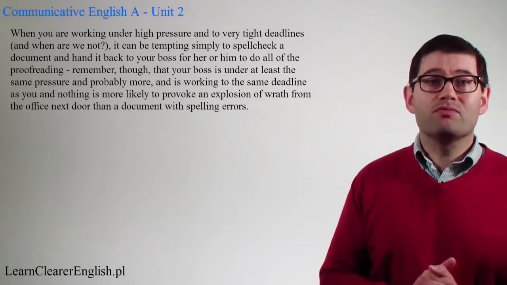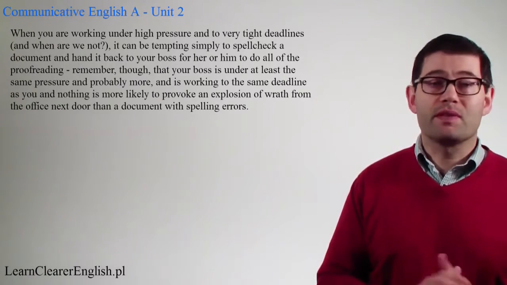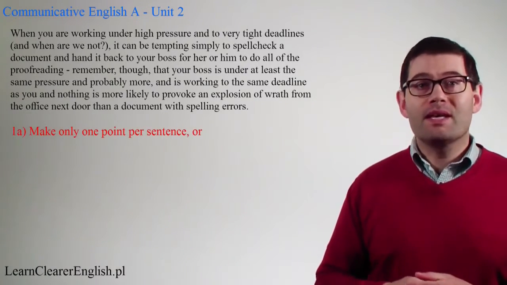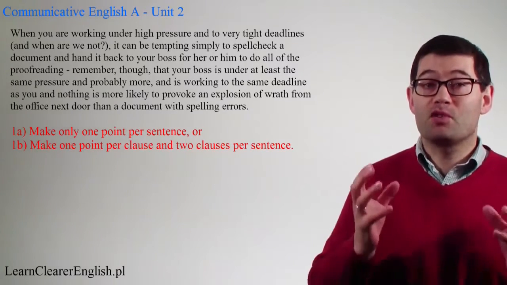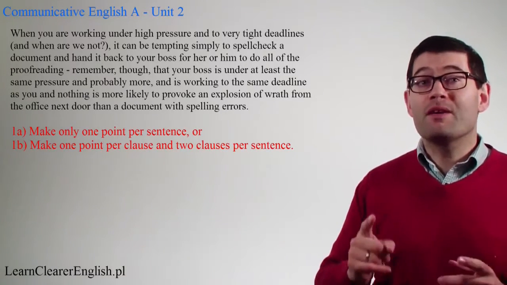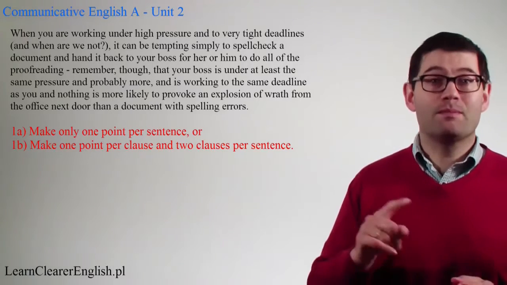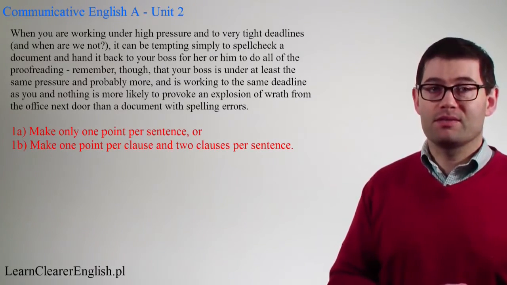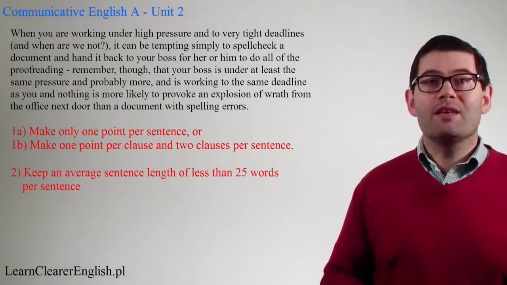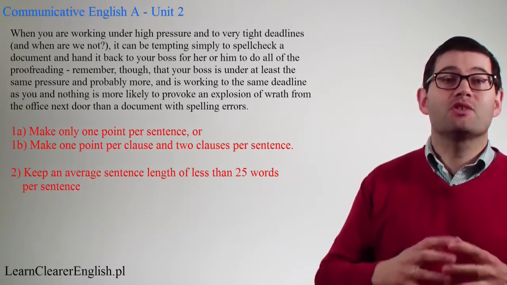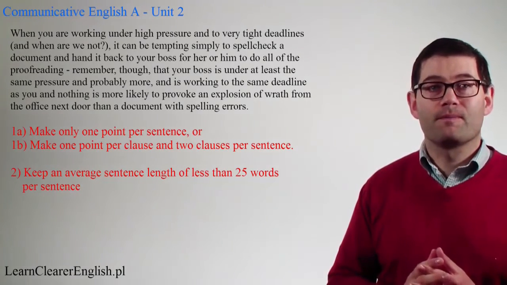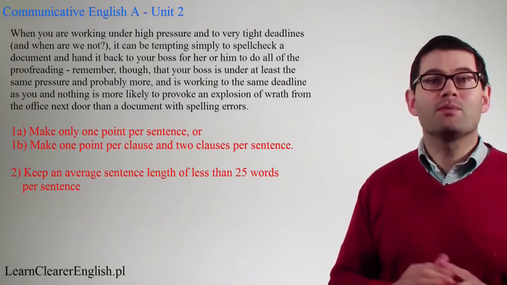Well, there are two simple rules that we can apply to resolve this. Rule number 1. Make only 1 point per sentence, or in the case where a sentence is made up of 2 clauses, like a conditional, make 1 point per clause and a maximum of 2 clauses per sentence. Rule number 2, keep an average sentence length of less than 25 words per sentence across the whole document. Let me explain.